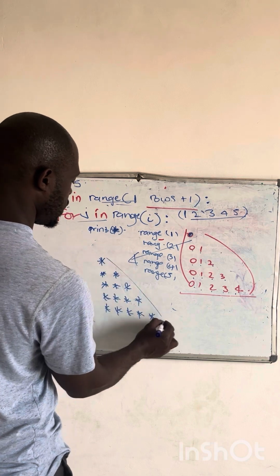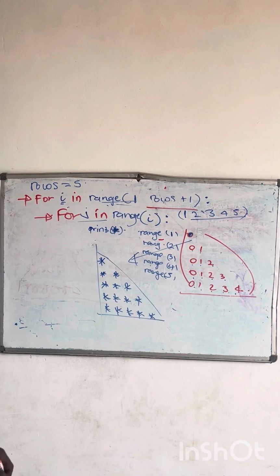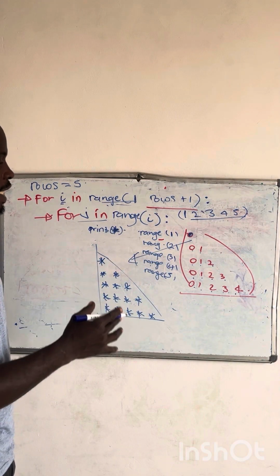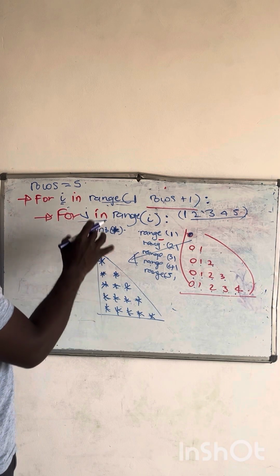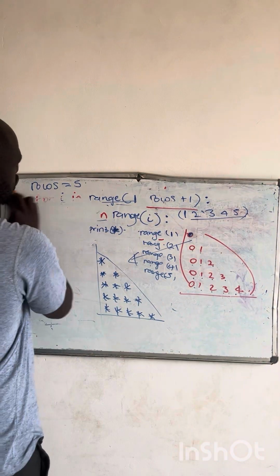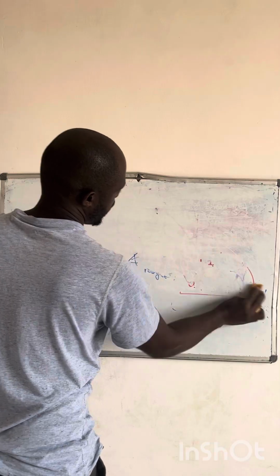And so we get our shape here. So that's the program. That is how it's going to be printed. So let us now practically go to the computer. We use the program and we see it practically as we continue with our nested loops.